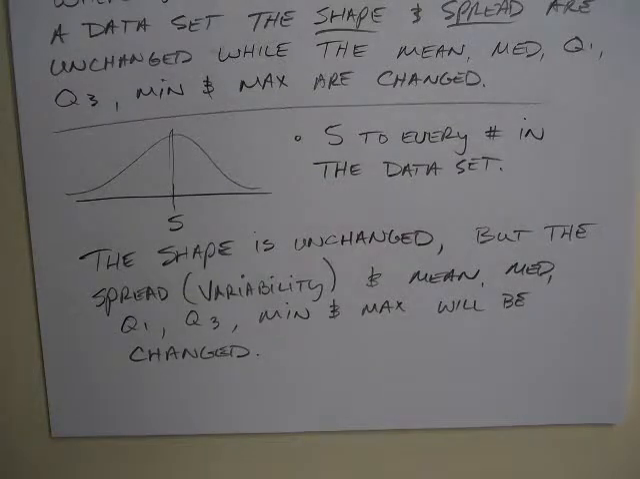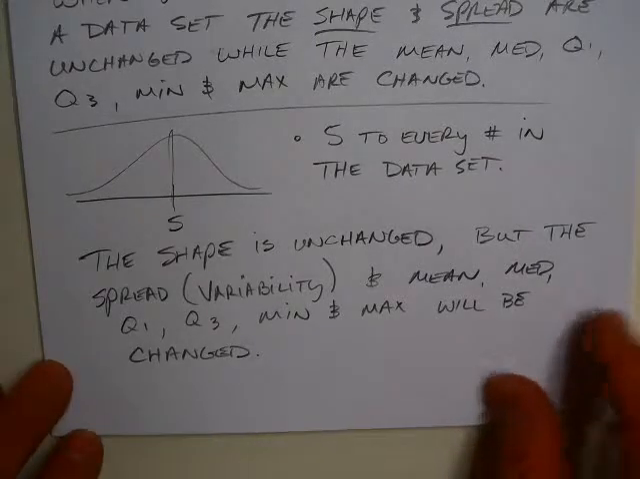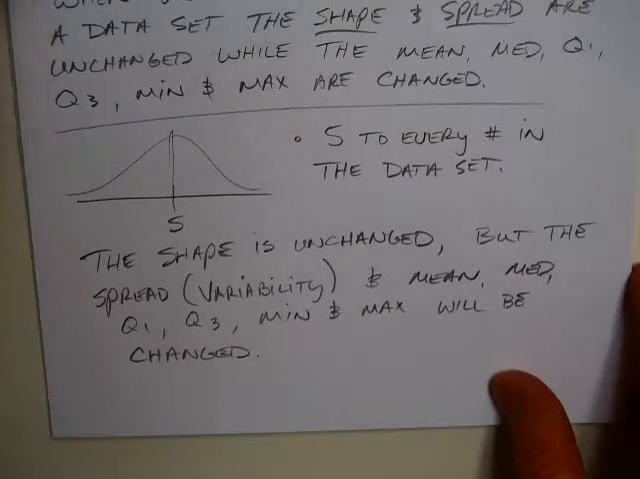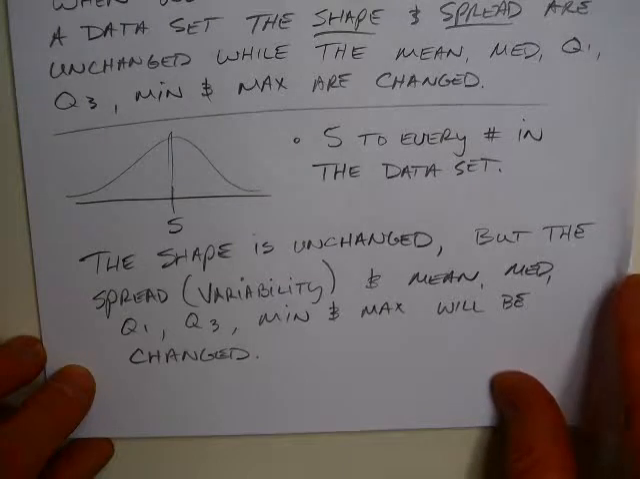So really it's the spread. If you add or subtract, the spread is unchanged. If you multiply, the spread is changed. Otherwise, the shape stays the same, and your measures of central tendency will be changed on both of them. So the difference is the spread is where the difference is on these two.